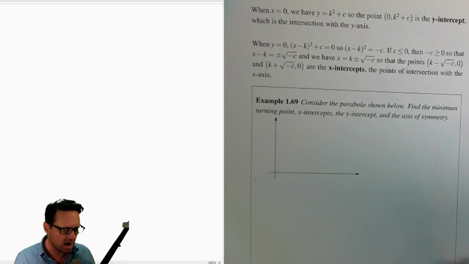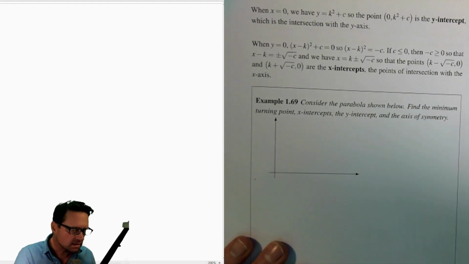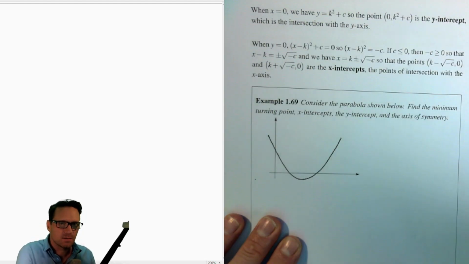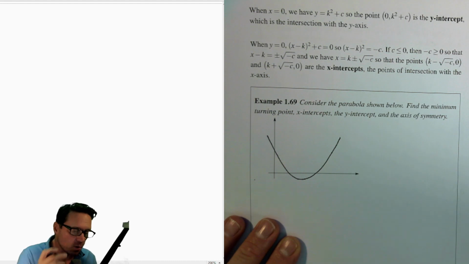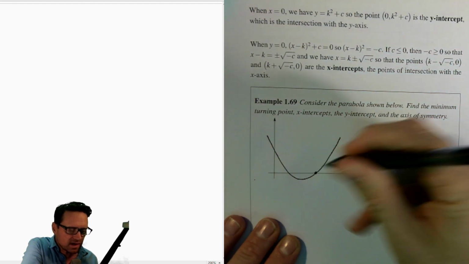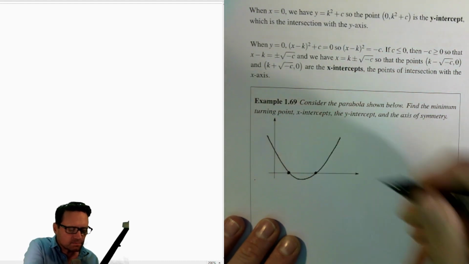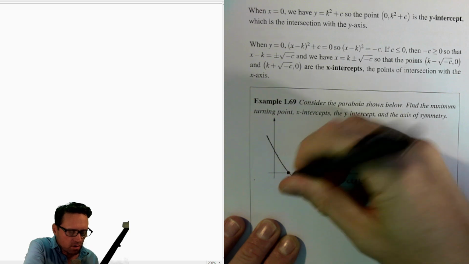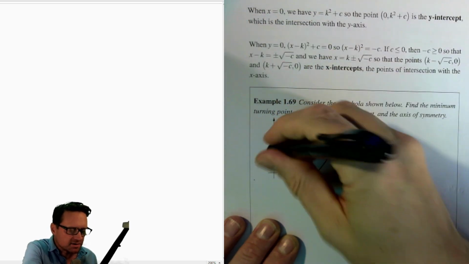Well, I don't see a parabola shown below, so let's just draw one. Okay, something like that. I've drawn a parabola. Now, where are our x-intercepts? We have one there, we have another one there. Let's indicate those with our arrows. And then over here we have a y-intercept.